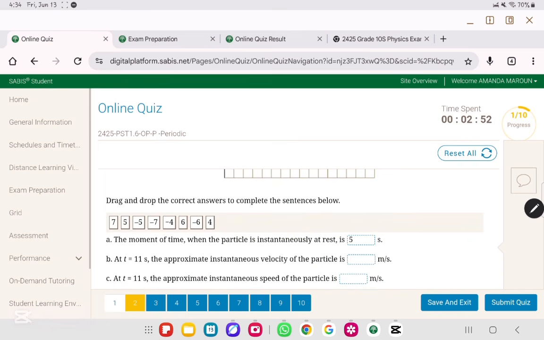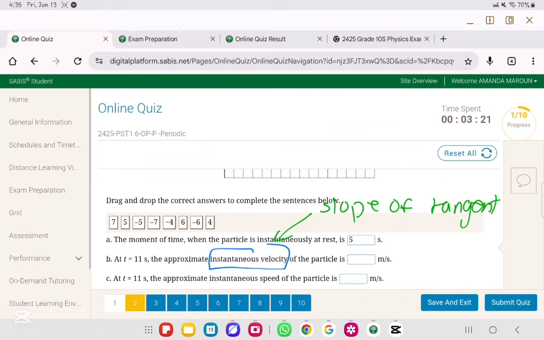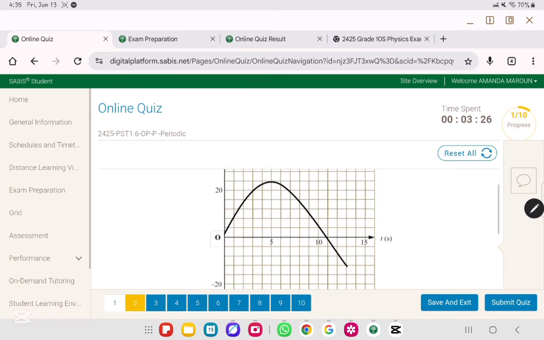We move on to part B. It says at time 11 seconds, the approximate instantaneous velocity of the particle. They want us to find the instantaneous velocity of the particle. How do we find it? Very simply, we're going to find the slope of the tangent. First we need to draw a tangent, since there's no tangent drawn for us, and then we need to find the slope of the tangent, and we would have found the instantaneous velocity. So let's go up.